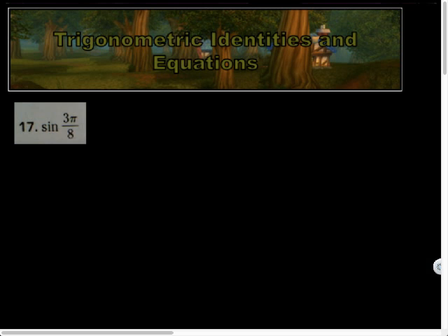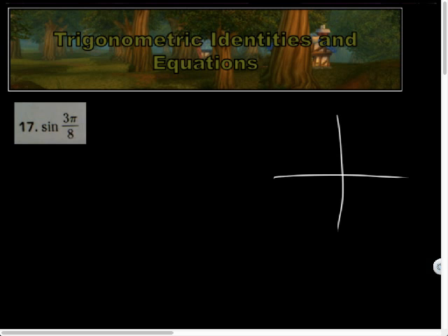It's page 454. We were talking about double and half angle identities. Here's question 17. It says, use a half angle identity to find the exact value of each function. So they want us to use a half angle identity. So let's talk about 3 pi over 8 first of all. Let's see if I can gather any information about this.